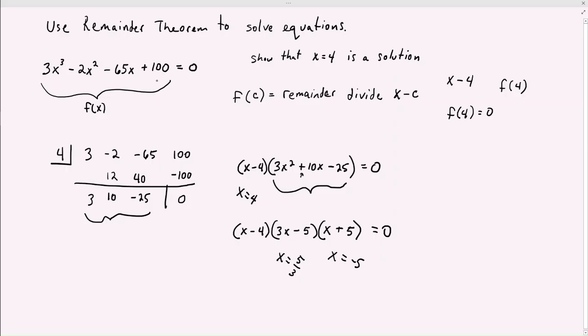Okay, so using the remainder theorem, we were able to take one solution that they gave us and whittle this down into an x minus 4, x minus c, times whatever remains, and then we were able to factor what remained, and we've got all 3 of our solutions, and they're all rational solutions.